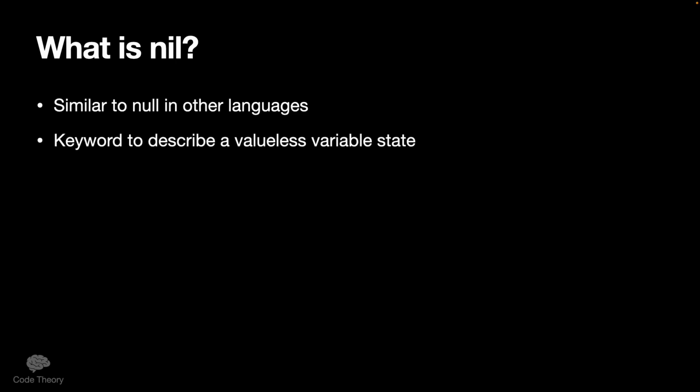So it is a keyword that you can type that indicates a valueless variable or constant state. So basically, when you assign nil to something, you're saying this variable is empty. There's nothing here. It doesn't point to any place in memory. Its memory value is 0x0, right? It doesn't go anywhere.